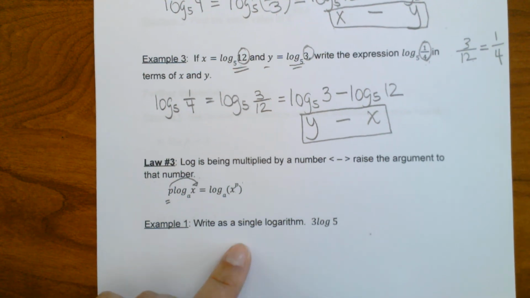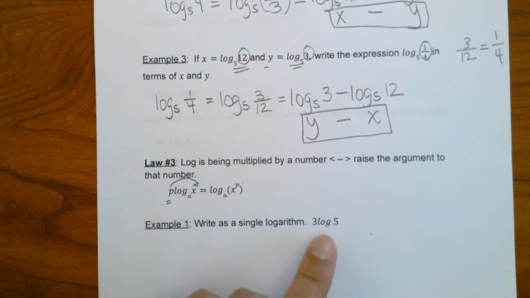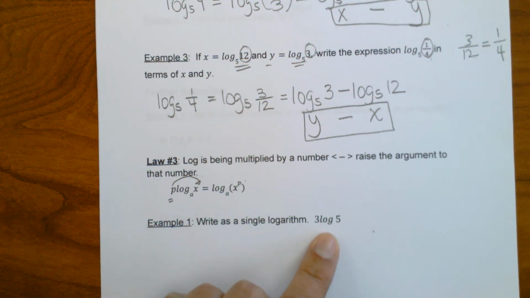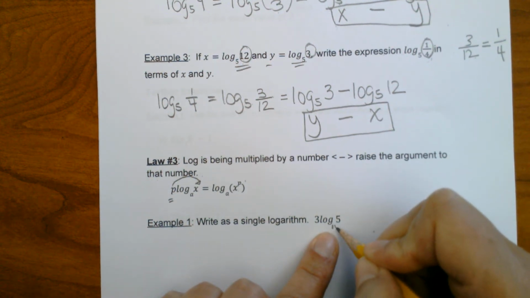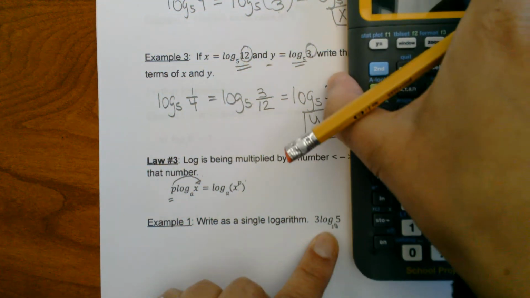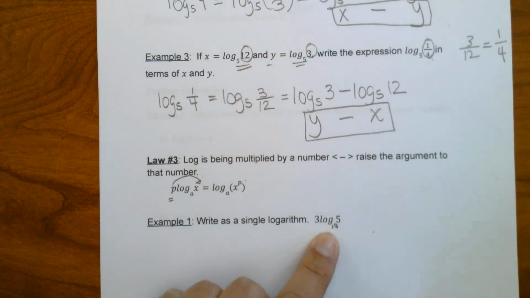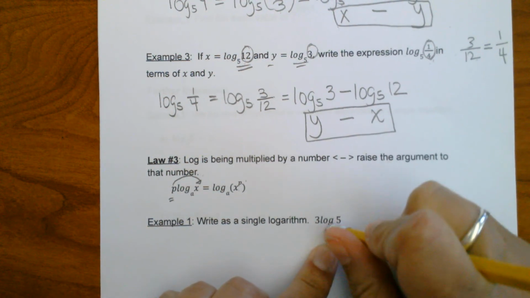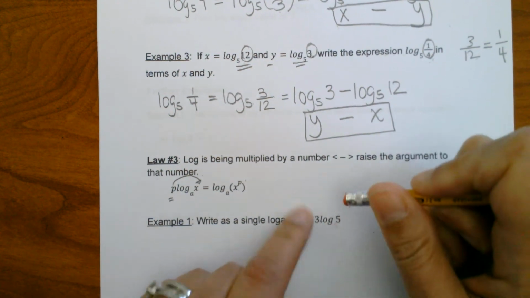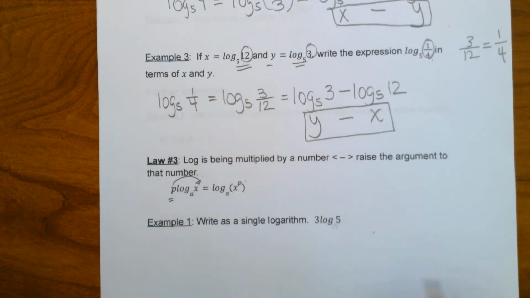So example 1, write as a single logarithm. Now notice, here you don't see a base, we see 3 log of 5. The base of 10, remember, likes to hide, and that's also in your calculator. Remember, if we have log here, that's really log base 10. So remember, that 10 likes to hide. You don't have to write it. You just have to know that if there's no base given, it is base 10.